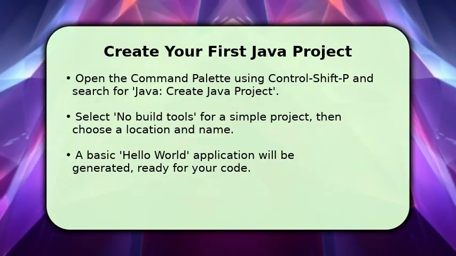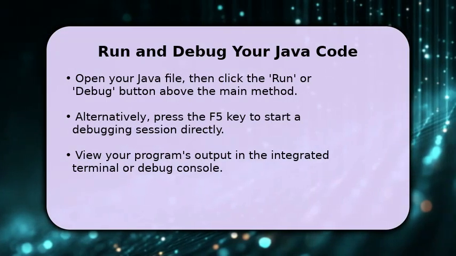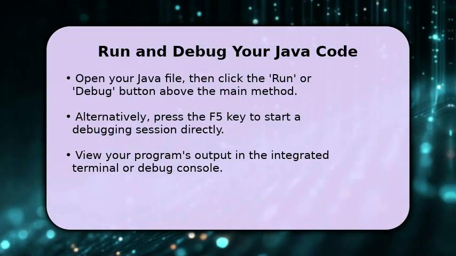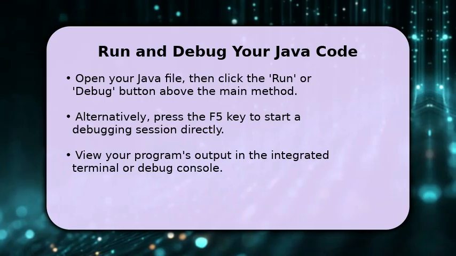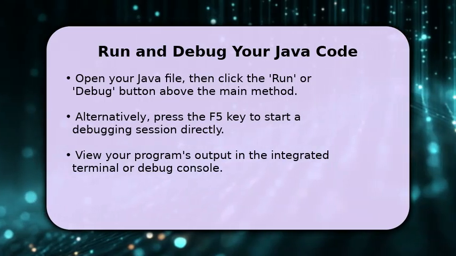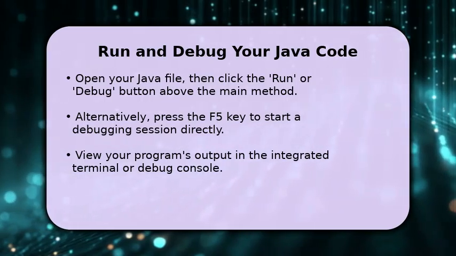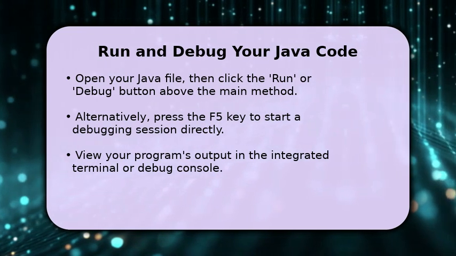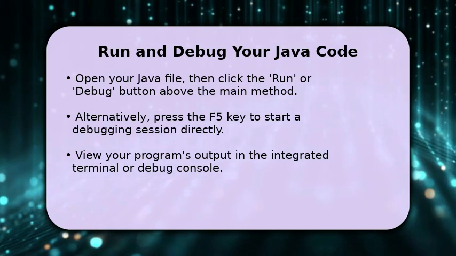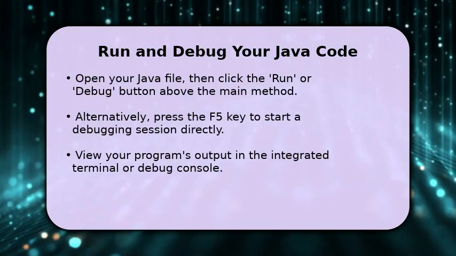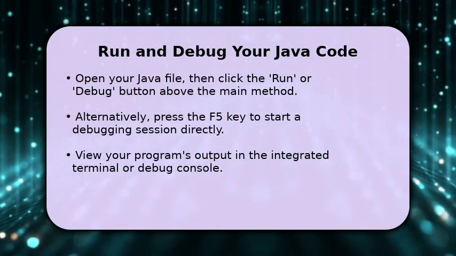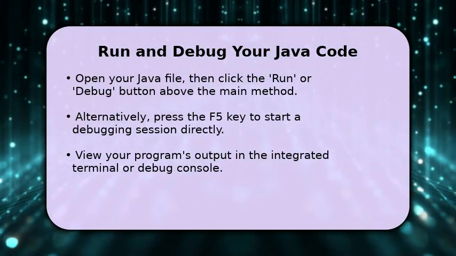begin coding. Finally, it's time to run and debug your Java application. Open your main Java file, typically named App.java. You'll notice Run and Debug buttons conveniently located above your main method. Clicking Run will execute your code, displaying output in the integrated terminal. For more control, press F5 to start a debugging session, allowing you to set breakpoints and step through your code line by line, observing variables and program flow.